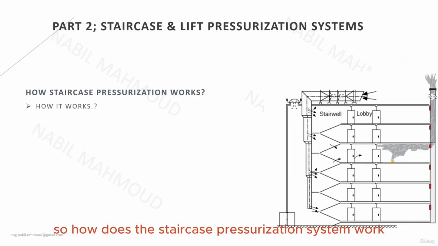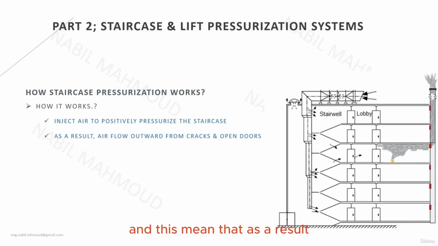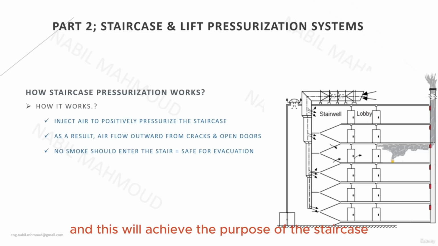So how does the staircase pressurization system work? Simply, it injects or supplies air into the staircase in order to positively pressurize the enclosure of the staircase. And this means that as a result, the airflow is going to flow outward from the staircase into the cracks and into the open or closed doors. And this will achieve the purpose of the staircase pressurization system design, which is that no smoke should enter the stair in the event of a fire or in normal operation mode, which ultimately means a safe evacuation environment for the occupants of the building.